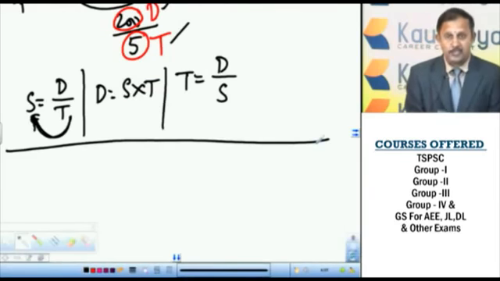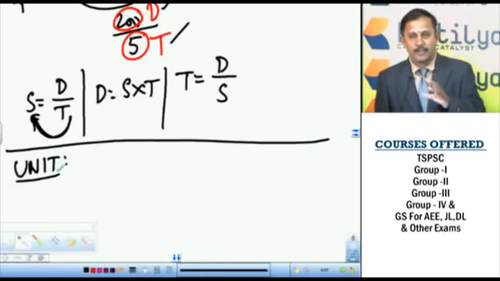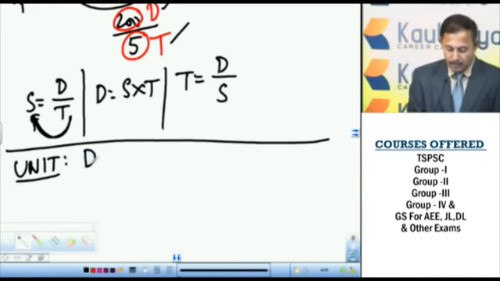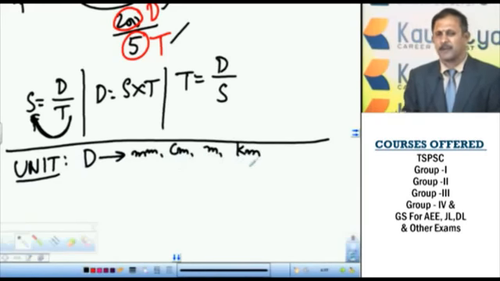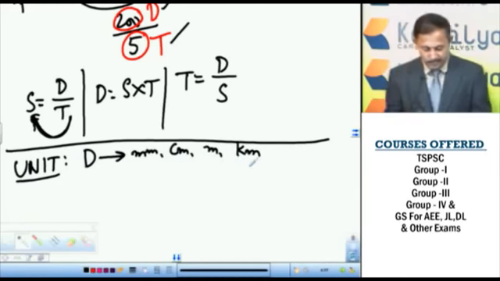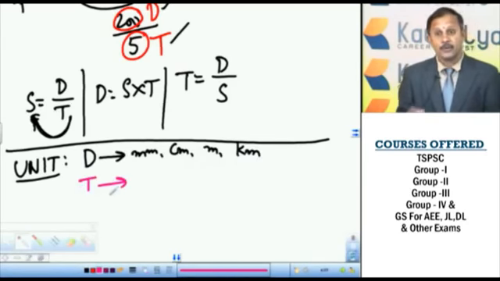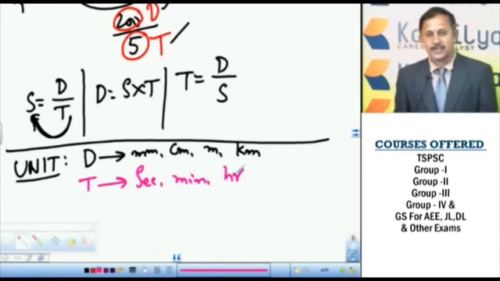But in this topic, no doubt the concept of units plays an important role. Friends, there are different units available to measure distance. What are they? Millimeter, centimeter, meter, kilometer. Next, in order to measure time, what are the different units available? Seconds, minutes, and of course hours. These are the different units available to measure time.